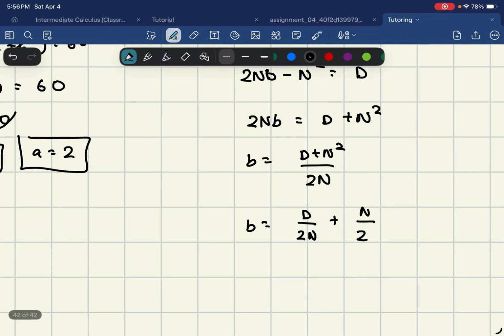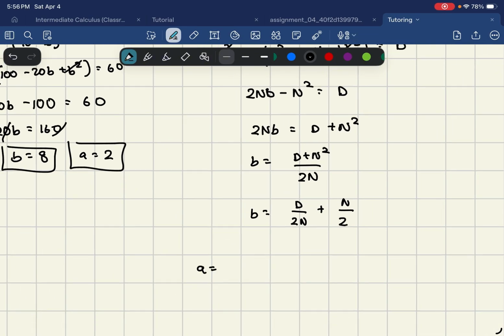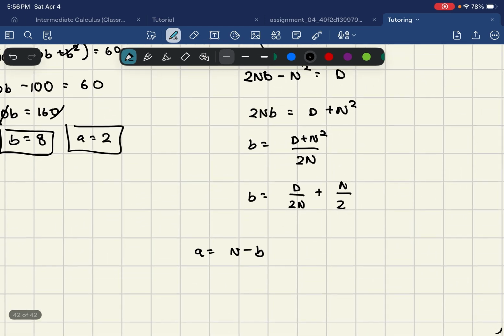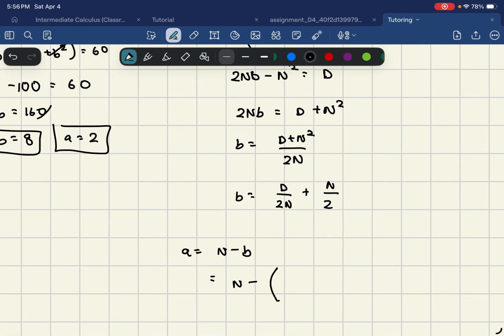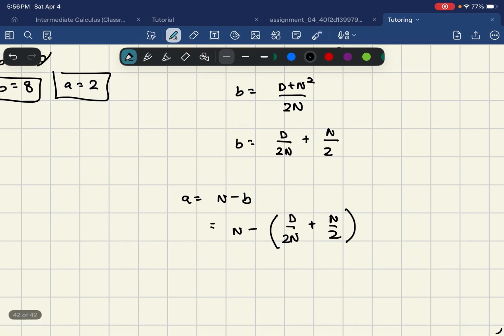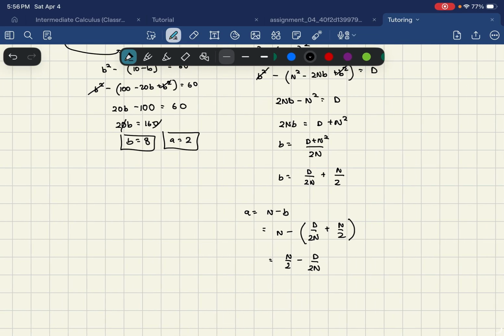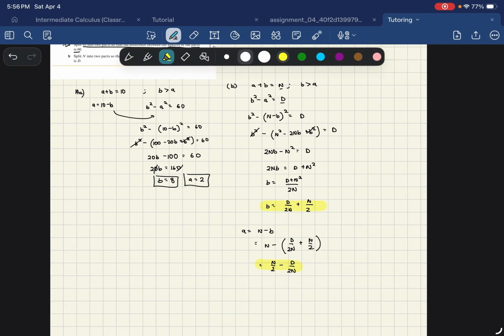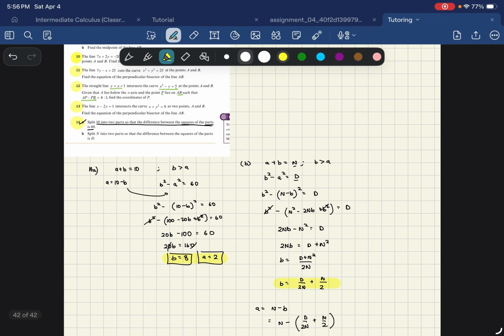So you have b is this one, and then a is just going to be n minus b, right? So it's equal to n minus (d over 2n plus n over 2). And I believe you get n minus n over 2, which is just n over 2, minus d over 2n. So those are your two numbers. So this is the same question essentially, just with different variables. And we are done with this topic.